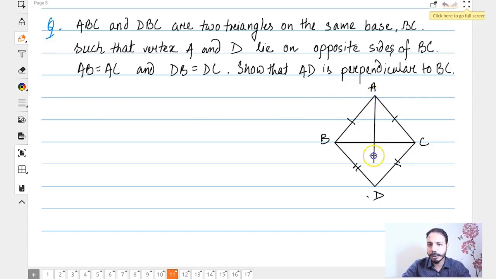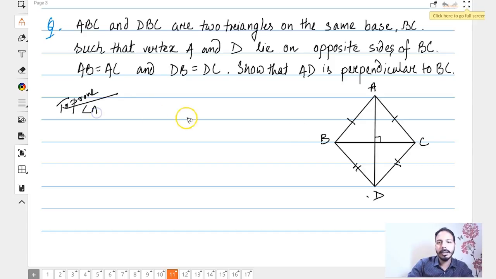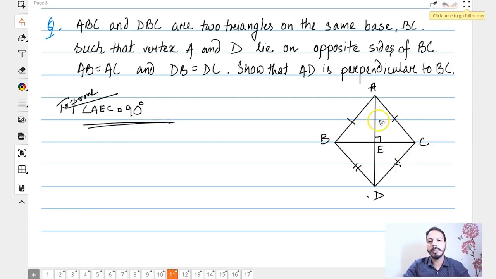If I join AD, then AD is perpendicular to BC. That means I need to prove angle AEC, say this is E, is 90 degree. If I can find out that this angle is 90 degree, that means I can say that this is perpendicular. Now how do we do it? Take your time, try to solve it.